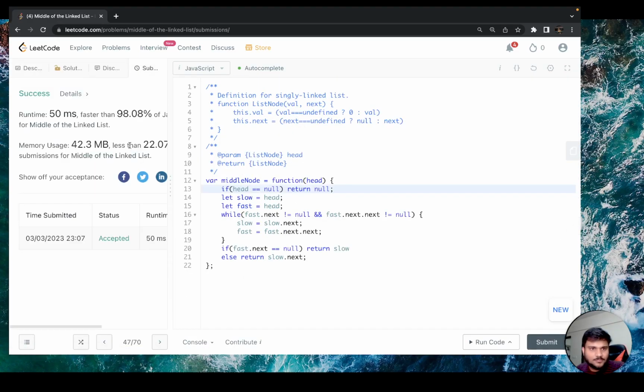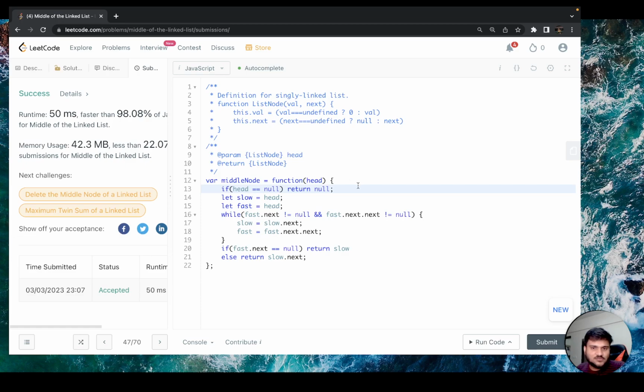Let's submit it. And you can see we have successfully submitted the solution. The time complexity of the algorithm is order of n.